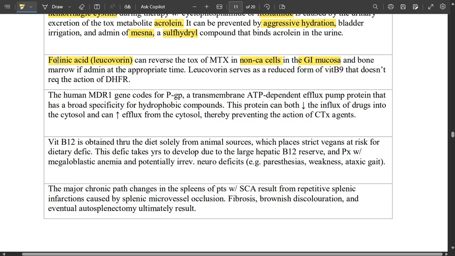Mostly, leucovorin should be given in those cases, and leucovorin is the reduced form of vitamin B9 that does not require the action of DHFR. Dihydrofolate reductase reduces dihydrofolic acid to tetrahydrofolic acid. The reduced form is the active one. Therefore, the reductive enzyme, which is inhibited by methotrexate, is bypassed.